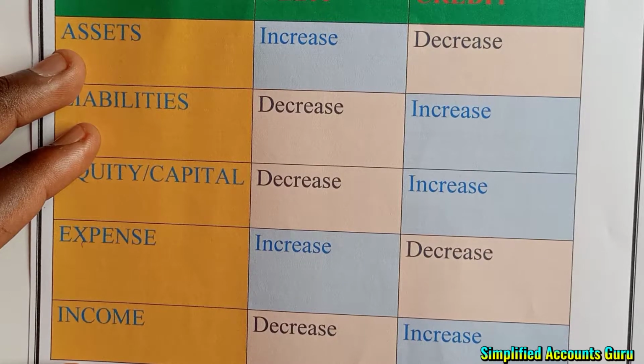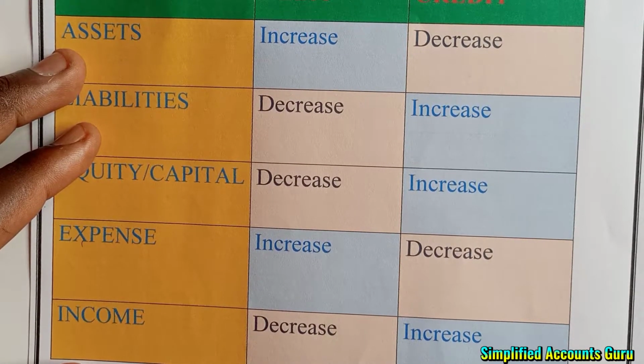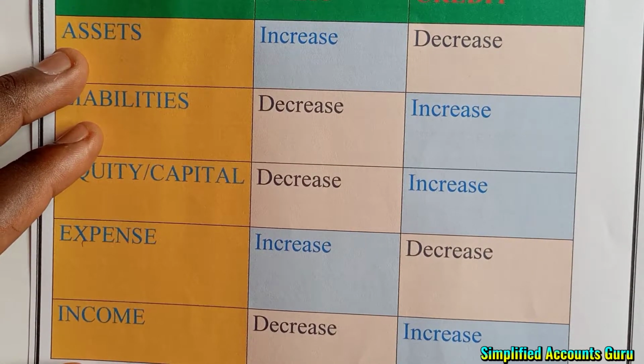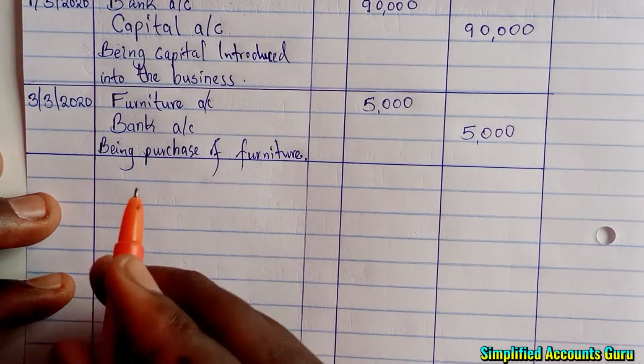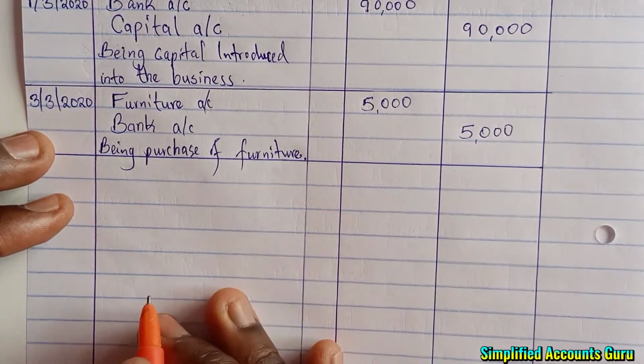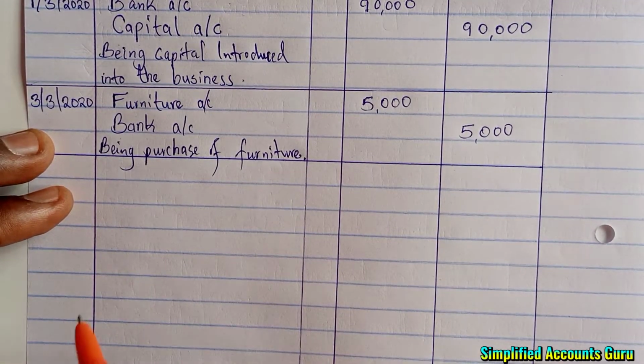In accounts, we don't have in between. We just have you either debit or credit. There is no in between. Debit the purchases account and credit the bank account.